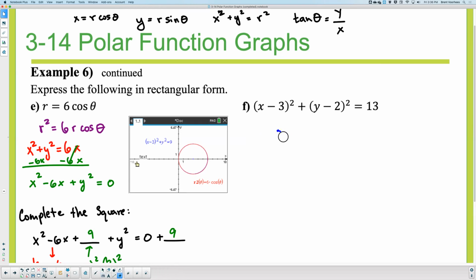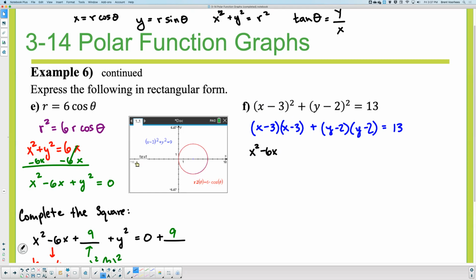You know what? I'm going to distribute this first. I think it'll be easier. If I multiply this out, think about multiplying it times itself. Let me just write it out. x minus 3 times x minus 3 plus y minus 2 times y minus 2. And all that's going to equal 13. So when I multiply this out, when I distribute, I have x squared minus 3x minus another 3x, which is minus 6x, plus 9. There's that perfect square I was just talking about earlier. Plus y squared minus 2y minus another 2y is minus 4y plus 4, and all that would equal 13.